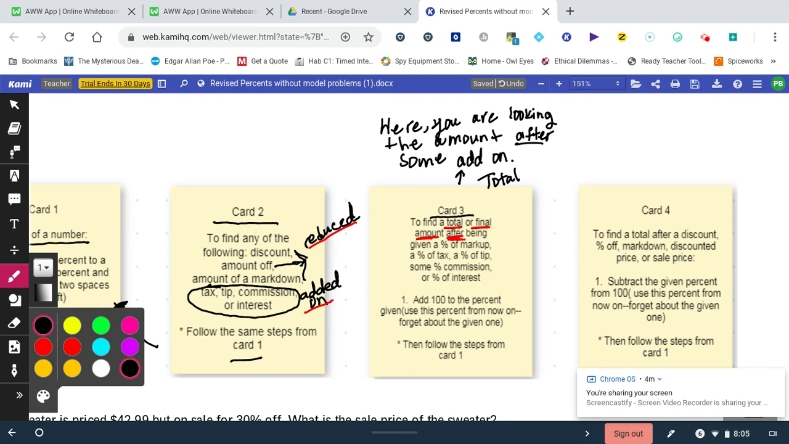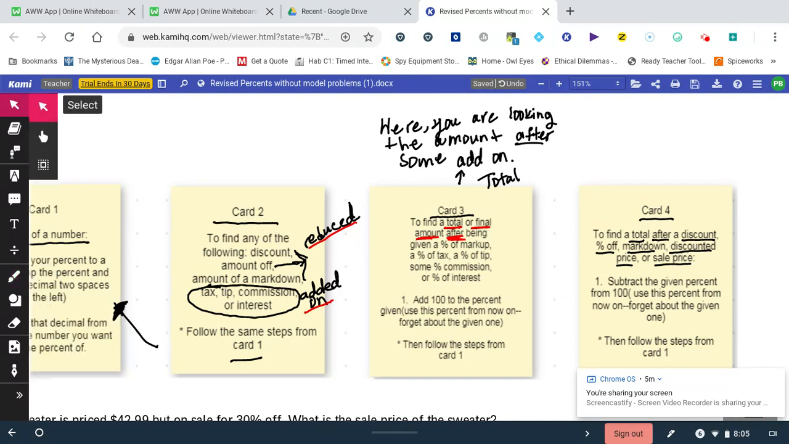All right, now keeping in mind, percent markup, tax, tip, commission, interest, those are all things that make things go up, okay? Now, if you look over here on card 4, it says to find a total, not after a markup, it's the total after a discount or percent off or markdown. Okay, so if you're looking for some discounted price or some sale price, then these are the steps that you're going to follow.